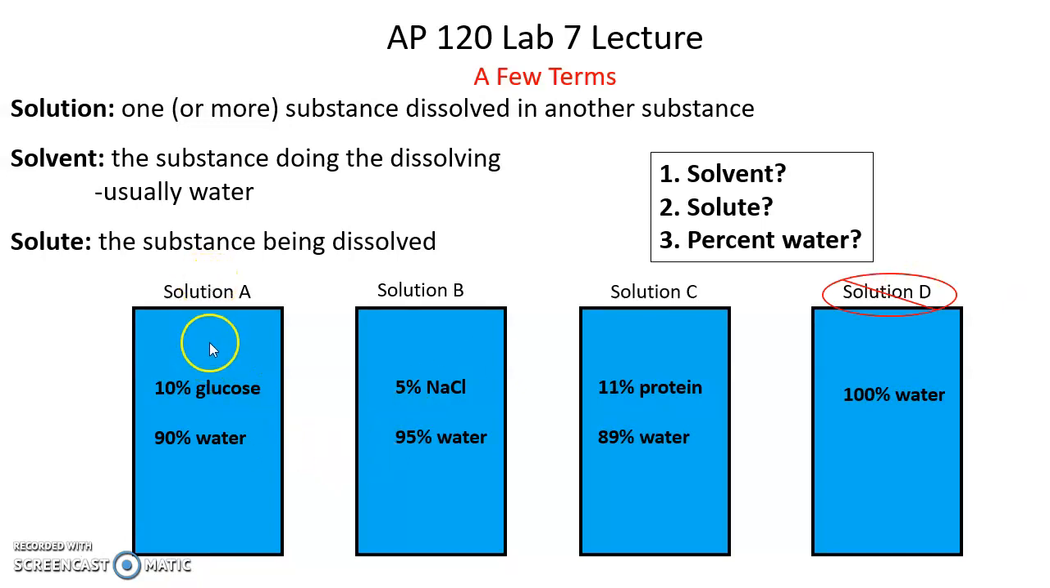And it turns out solution A, solvent is water, solute is glucose, and there's 90% water. Solution B, the solvent is water, the solute is sodium chloride, and there's 95% water. Solution C, the solvent is water, the solute is protein, and there is 89% water. Solution D is a trick. It's not a solution, it's just water.